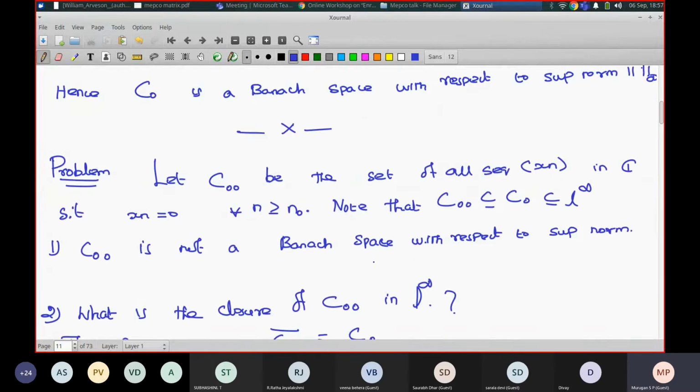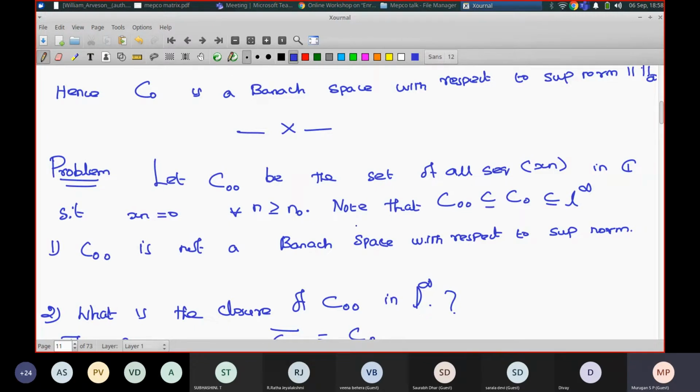Okay, we will try to encounter this law. Let c_00 be the set of all sequences in C such that x_n equals 0 for all n greater than or equal to n_0. That means you can collect all sequences of complex numbers which are eventually 0. Eventually 0 means x_n equals 0 for all n greater than or equal to n_0, or in other words, x_n equals 0 for all but a finite number of values.